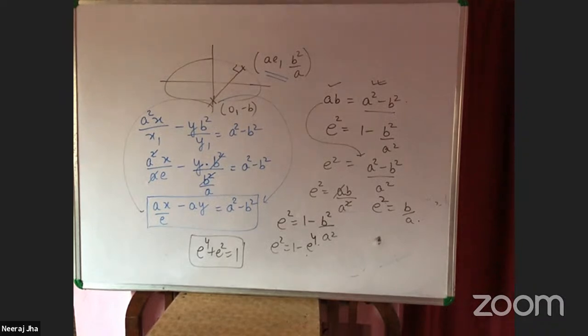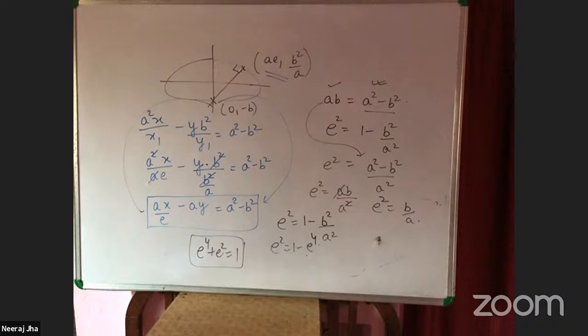Any doubt? Initially we were putting the point incorrectly, na? I was putting x as minus b and y as 0. That was not right. That was incorrect. Put x is equal to 0 and y is equal to minus b.